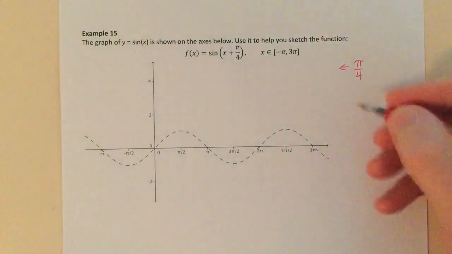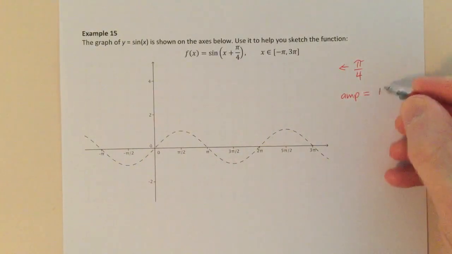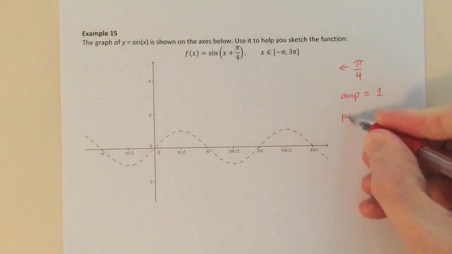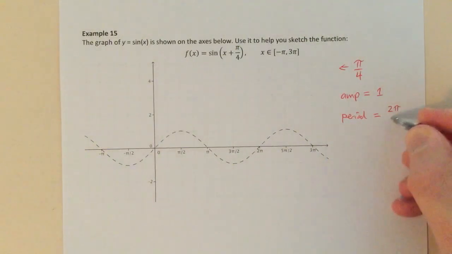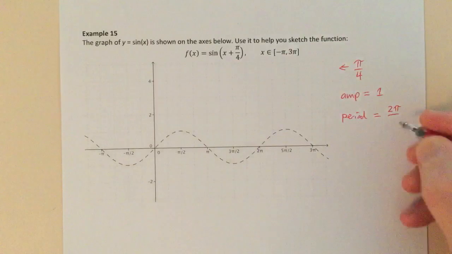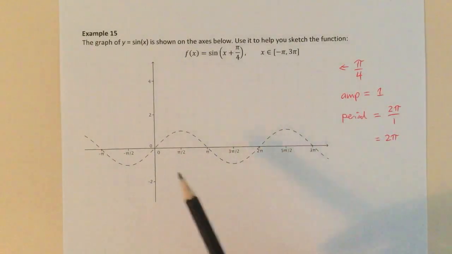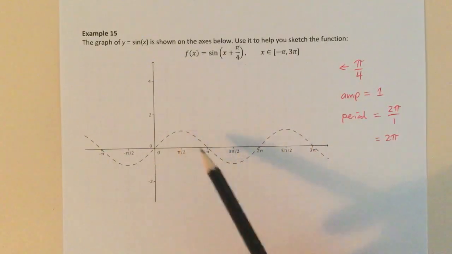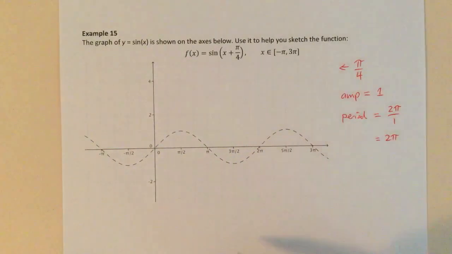We know from our knowledge of amplitude and period that the amplitude is just 1. It's essentially a multiplier of 1 in front of sine. And the period of the graph is going to be 2 pi over n, and in this question n is 1. And so the period is just 2 pi. Okay, so let's have a look. All that's going to happen from our original graph of sine x is that all of these points everywhere along this dotted line are going to move pi on 4 units to the left. And that's kind of the method that we use to sketch this graph.